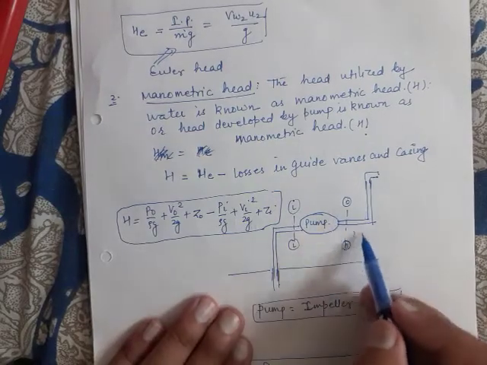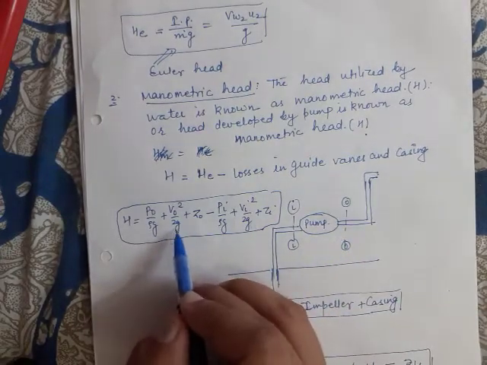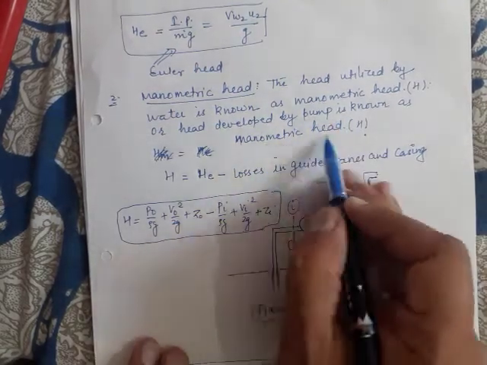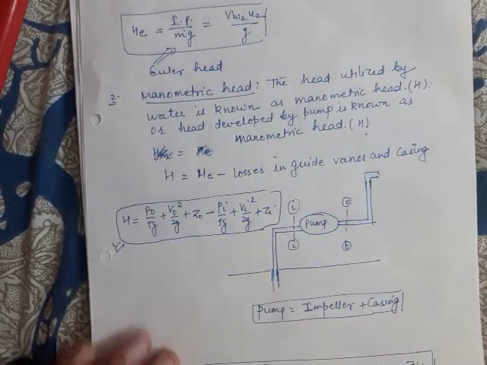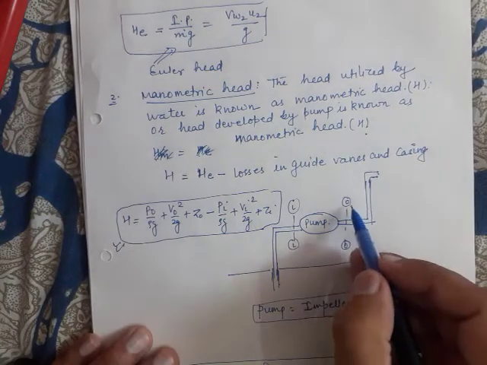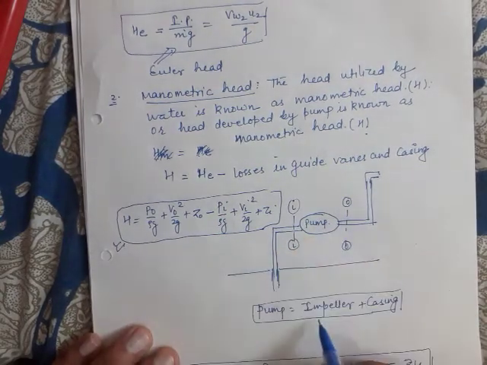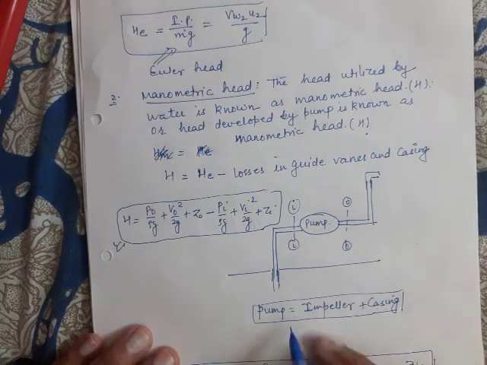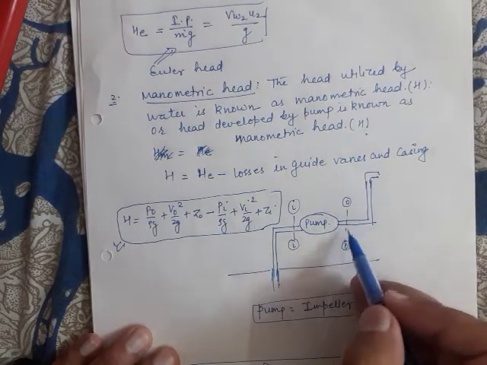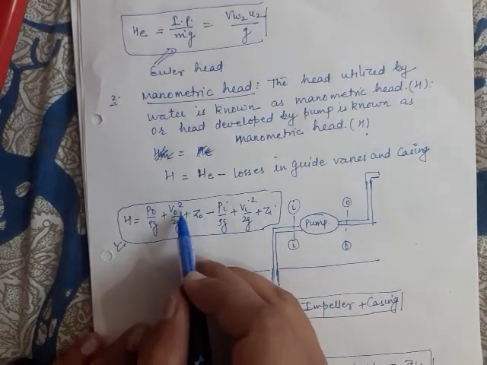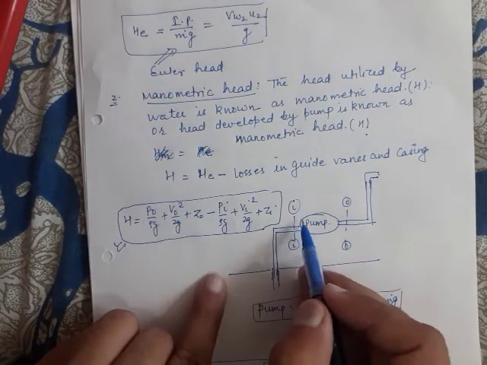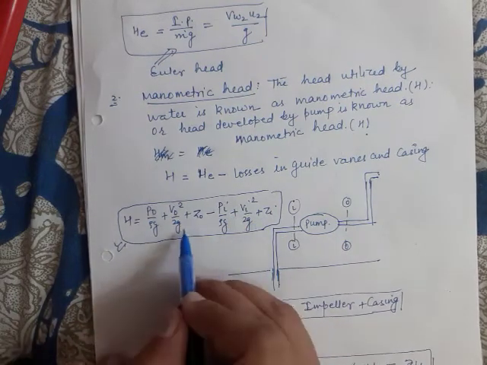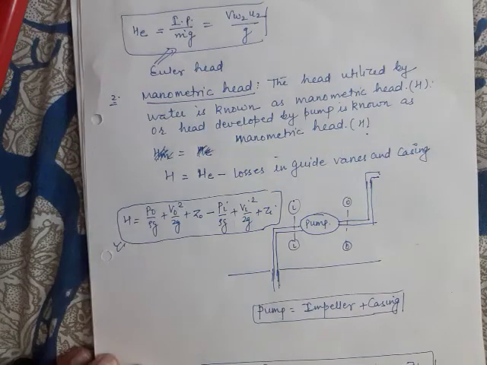The total head at the exit of the pump is this. The total head at inlet to the pump is this. So the total head developed by the pump is the manometric head. This is one of the formulas for the manometric head. The total head at the exit of the pump means impeller plus casing. Casing may be volute casing or casing with guide vanes. The total head at the exit of the pump is P0 by rho g plus V0 square by 2g plus Z0. Total head at inlet to the pump is Pi by rho g plus Vi square by 2g plus Zi. The difference of the two is known as the manometric head.